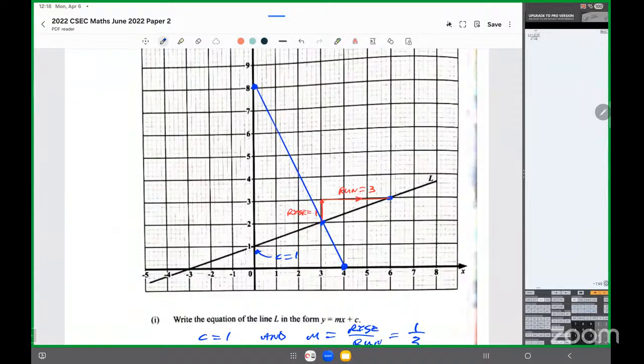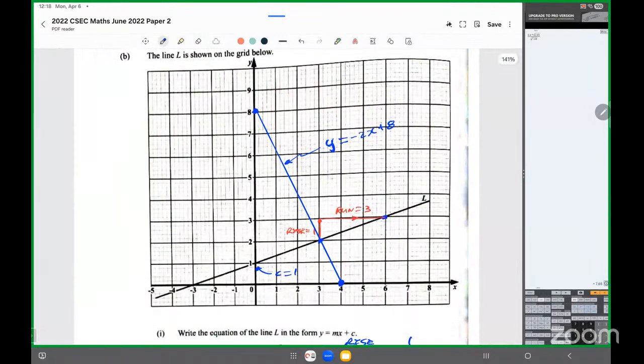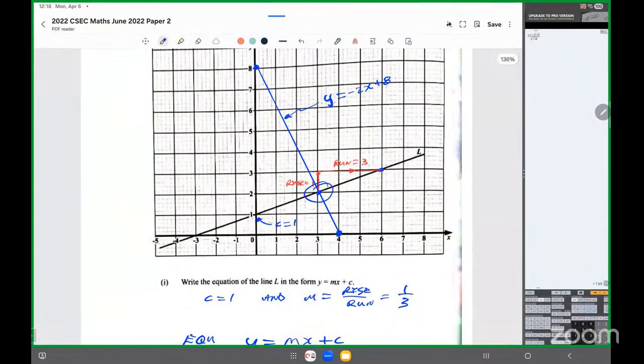That is it. This is the line y equals minus 2x plus 8. So let's write it better. y equals minus 2x plus 8 is the equation. All right. And clearly we know there's a point of intersection of the 2 lines.